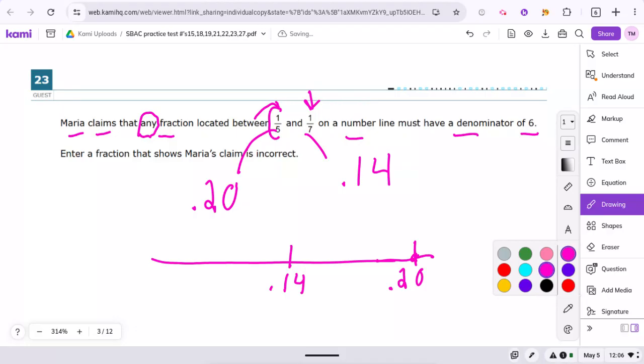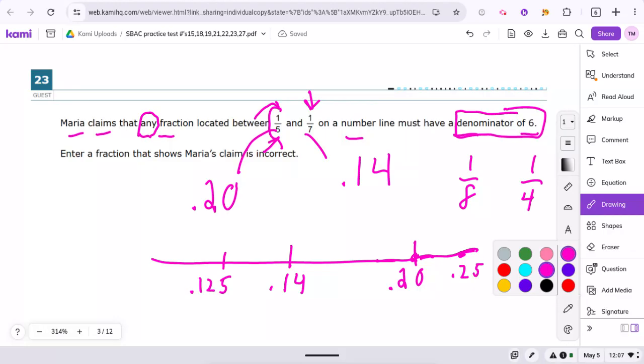So the claim is that any number as a fraction on this number line must have a denominator of exactly 6. So you can try a different one, like 1 over 8. Would that give me a decimal that is in between there? If you divided those, it would give you 0.125. So that's not in between those two. Or if you used a smaller number than 5 as a denominator, like 1 over 4, that would give you 0.25. That would be too much.